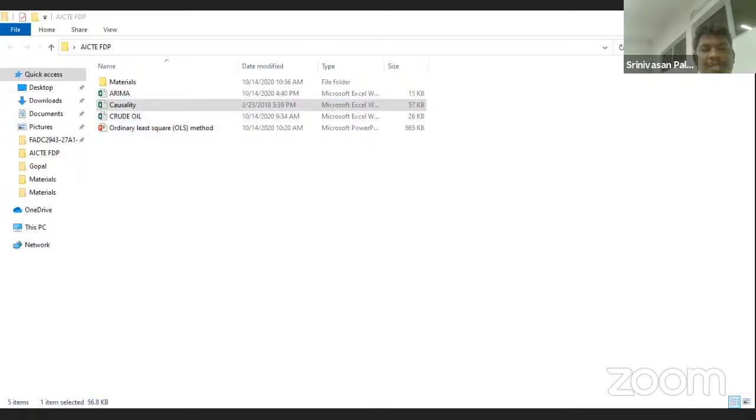This is GDP. Can you see the screen? There are two variables. One is GDP, the other one is public expenditure. Please make a note. Any two variables you can take, not a problem. Here I have taken public expenditure and GDP, and I have converted them into log.